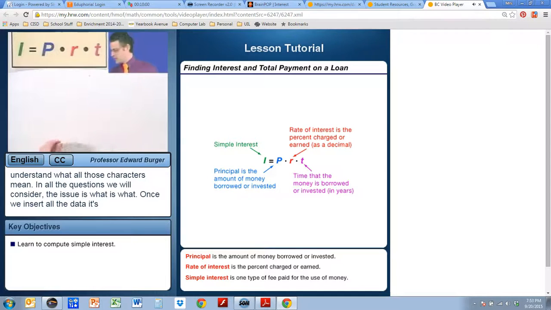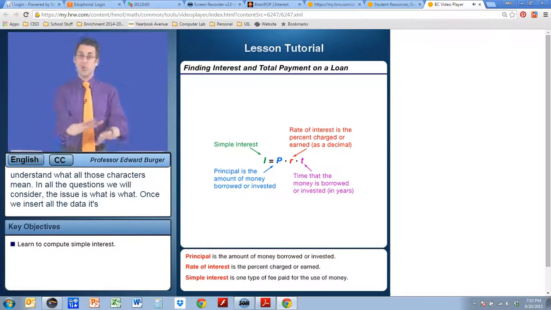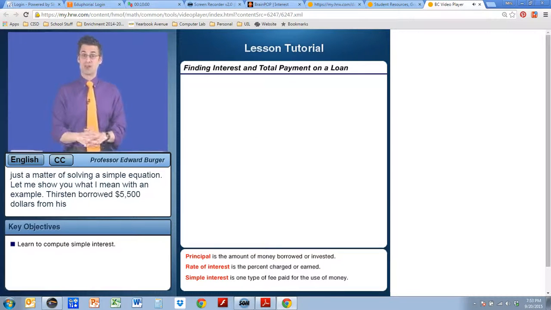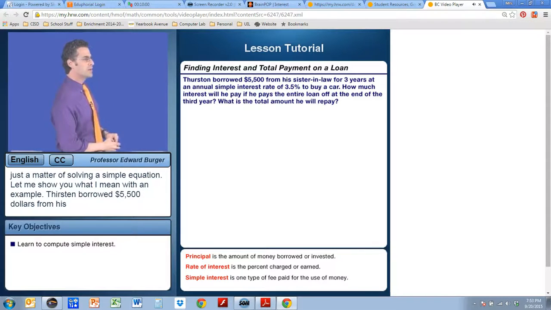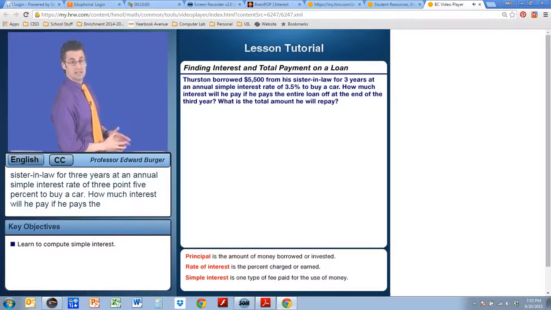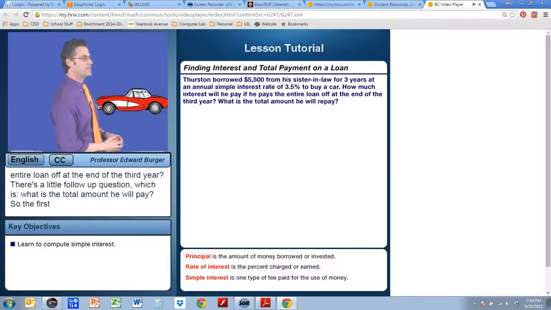In all the questions that we'll consider, the issue is what is what? And once we insert all the data, it's just a matter of solving a simple equation. Let me show you what I mean with an example. Thurston borrowed $5,500 from his sister-in-law for 3 years at an annual simple interest rate of 3.5% to buy a car. How much interest will he pay if he pays the entire loan off at the end of the 3rd year? And then there's a little follow-up question, which is, what is the total amount he will pay?